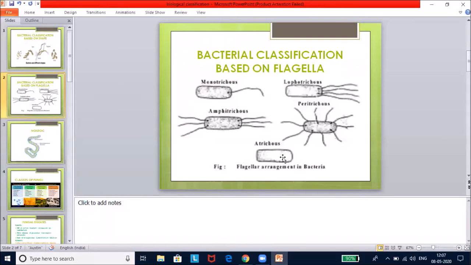Atrichous means bacteria without flagella. So they might ask you, showing a diagram, to identify whether it is monotrichous, lophotrichous, amphitrichous, peritrichous or atrichous. That is why I gave you this.